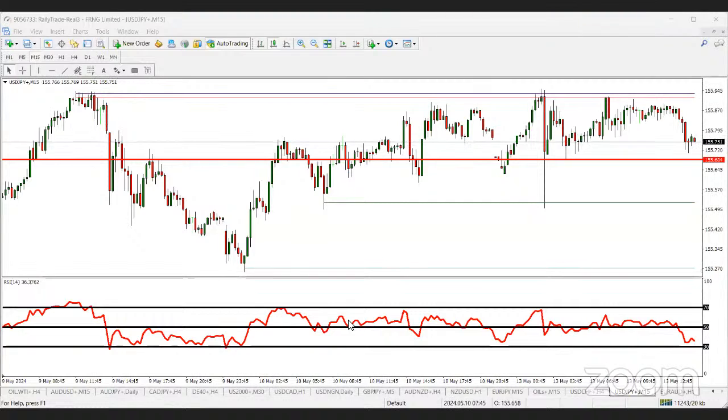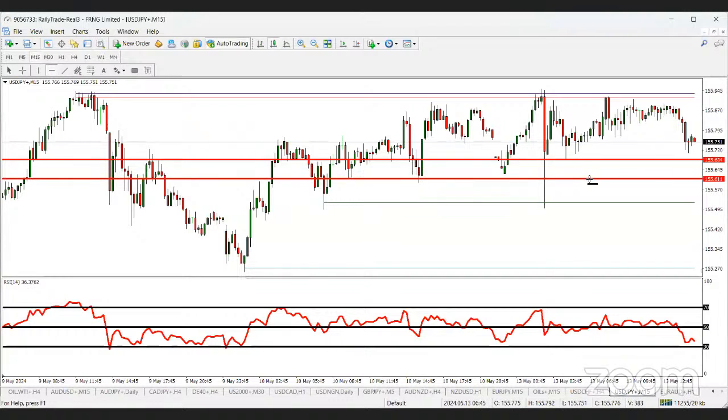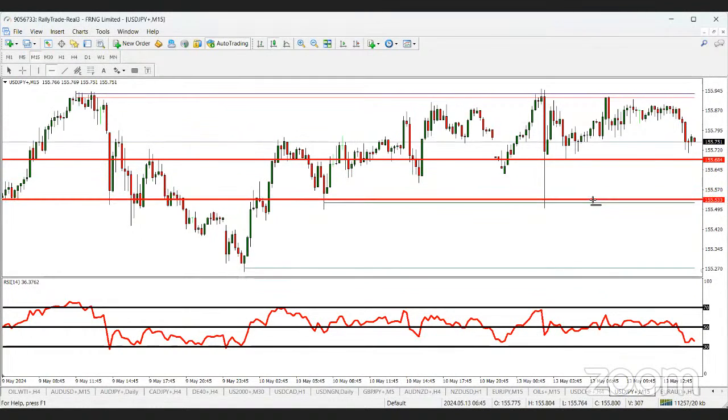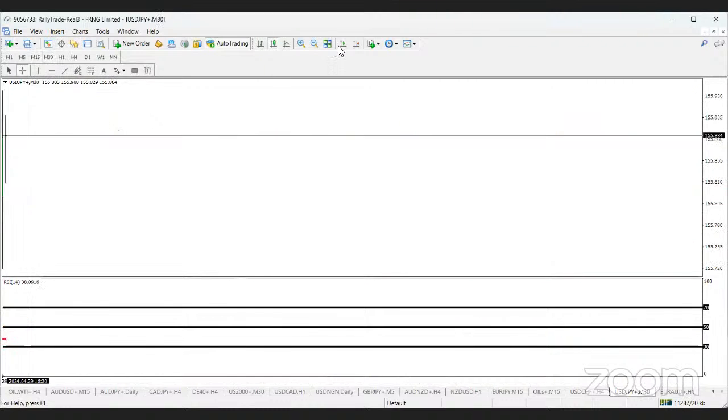So what I would advise is that I could sell USD JPY from 155.680 and look out for around 15 pips of profit. So if I'm selling from 155.680, I'll be looking out for around 15 pips of profit for that sale. You understand?